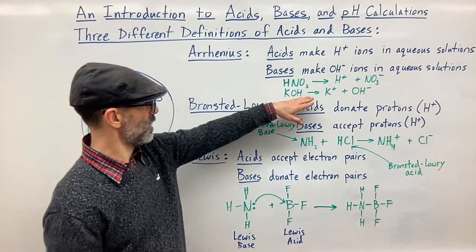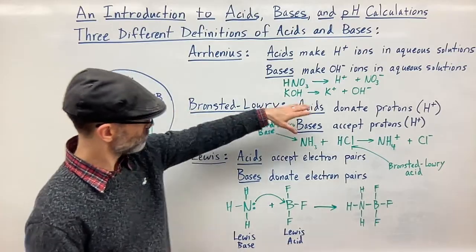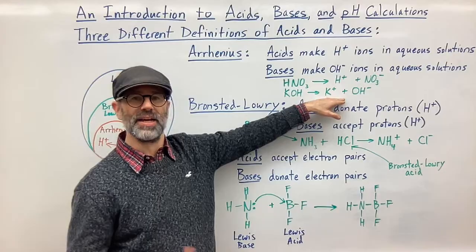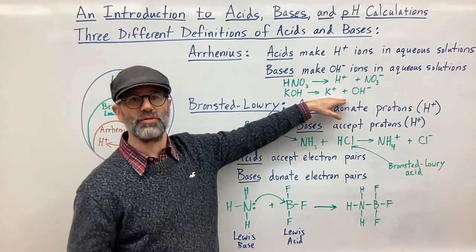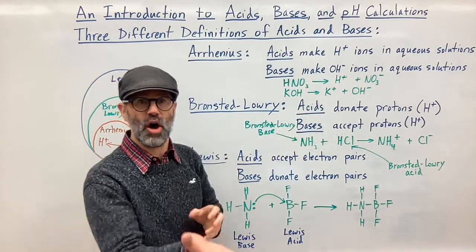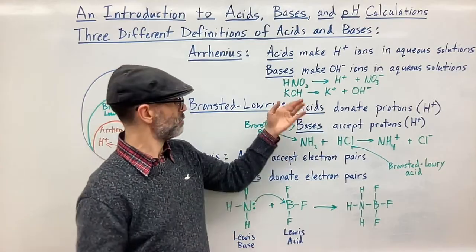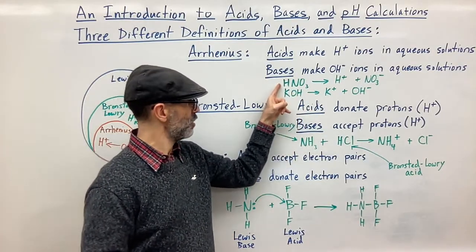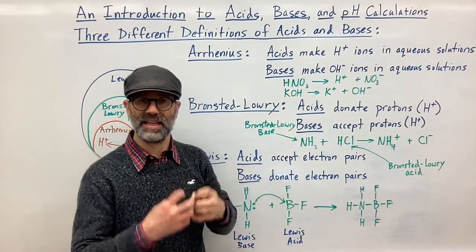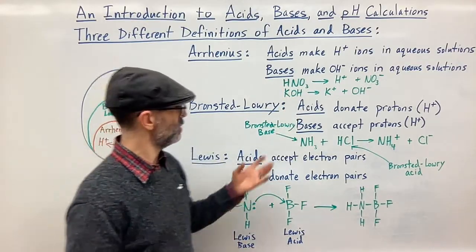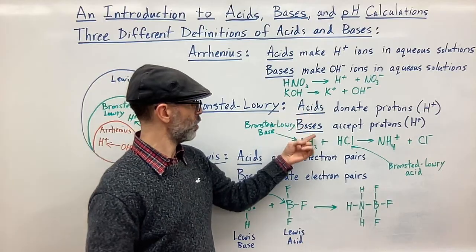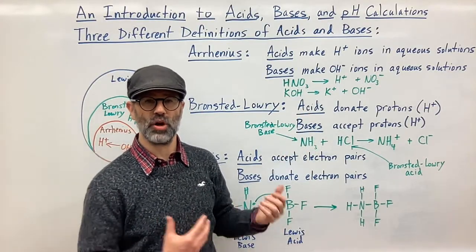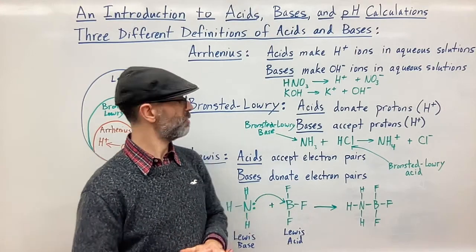Whereas in the Arrhenius case, there's no concept of donating. You're just giving off or producing the H plus. So for something to be an acid or a base there, you have to have the H or the OH in the formula. But here, in order to be an acid or a base, you don't necessarily have to have an H plus or an OH minus in the formula.